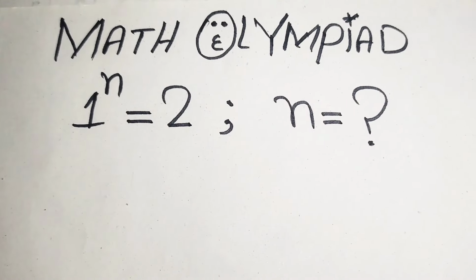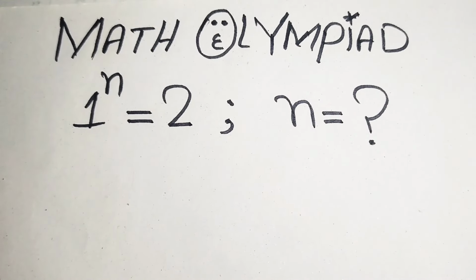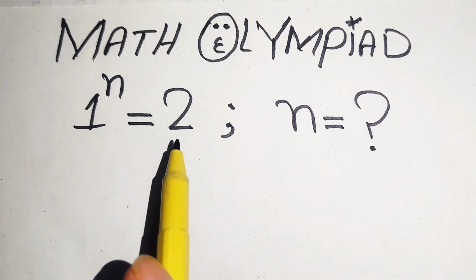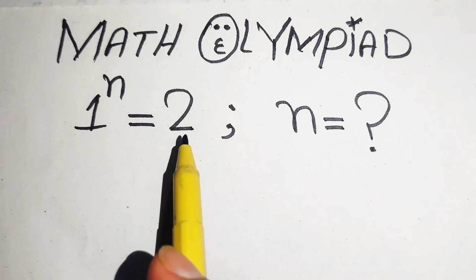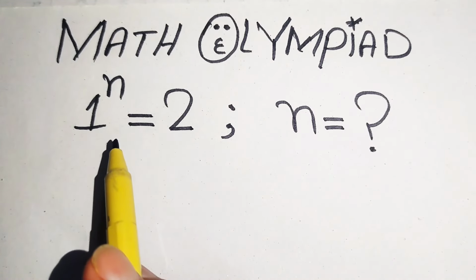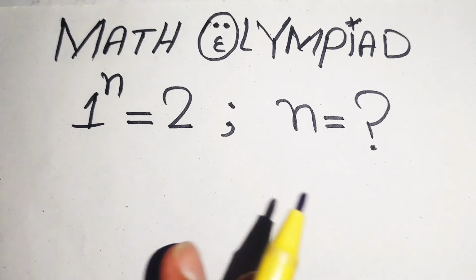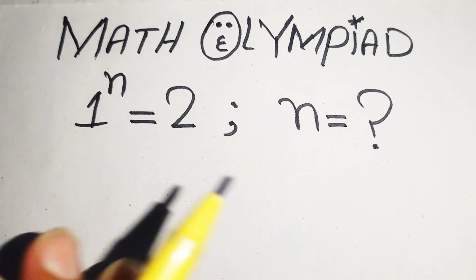Hello everyone, welcome to solve this nice math Olympiad exponential equation problem. Here we have 1 to the power of n equals 2, and we solve this problem for the values of n.